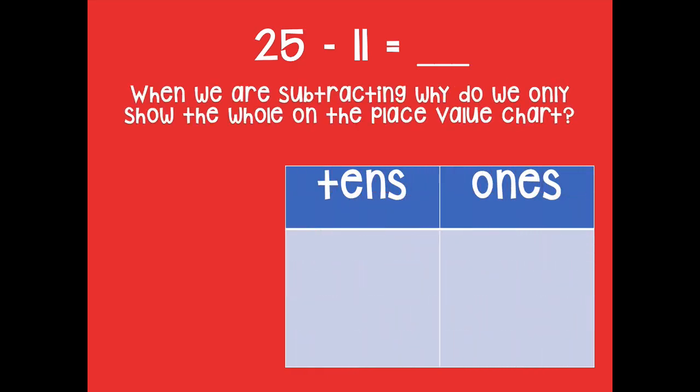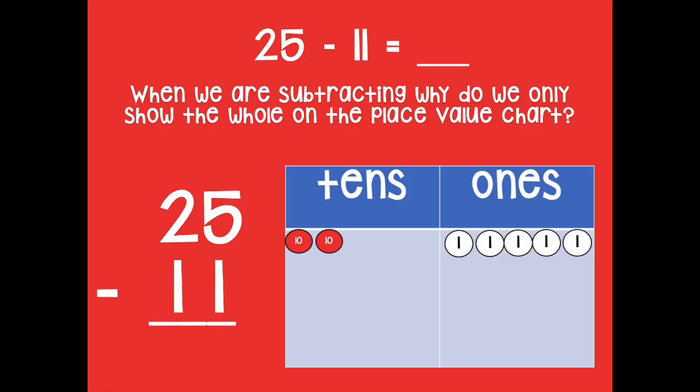So here we have our place value chart. When we are subtracting, why do we only show the whole on the place value chart? Before I even answer that question, I know, friends, that when I'm adding, both of the numbers get represented on the place value chart. But when we're subtracting, I'm only putting the whole on the place value chart. Why is that? Well, yeah, it's because you take away one part from the whole. So we're not adding 2 parts, when we're subtracting, you're taking away. So that's why we model with the whole on the place value chart and we subtract from there. So I'm going to model 25, okay, and then there it is in my vertical form.